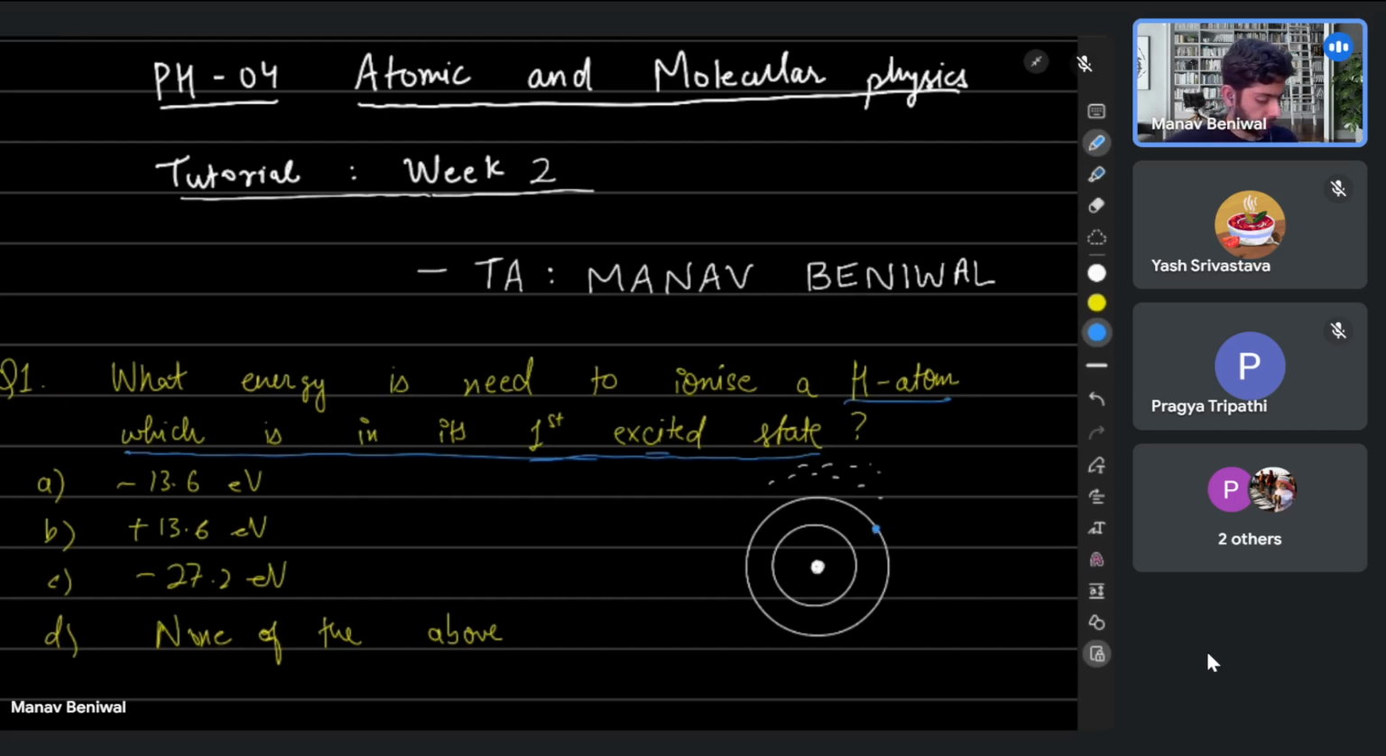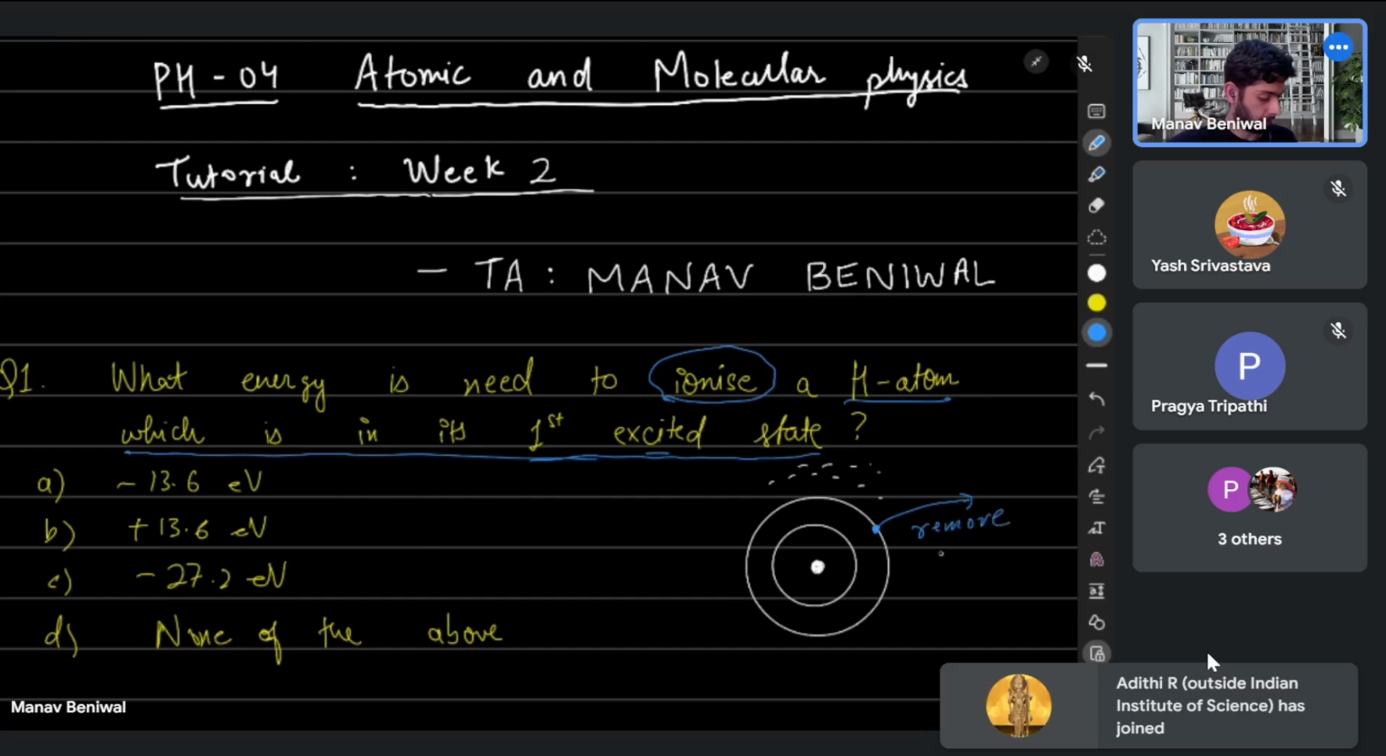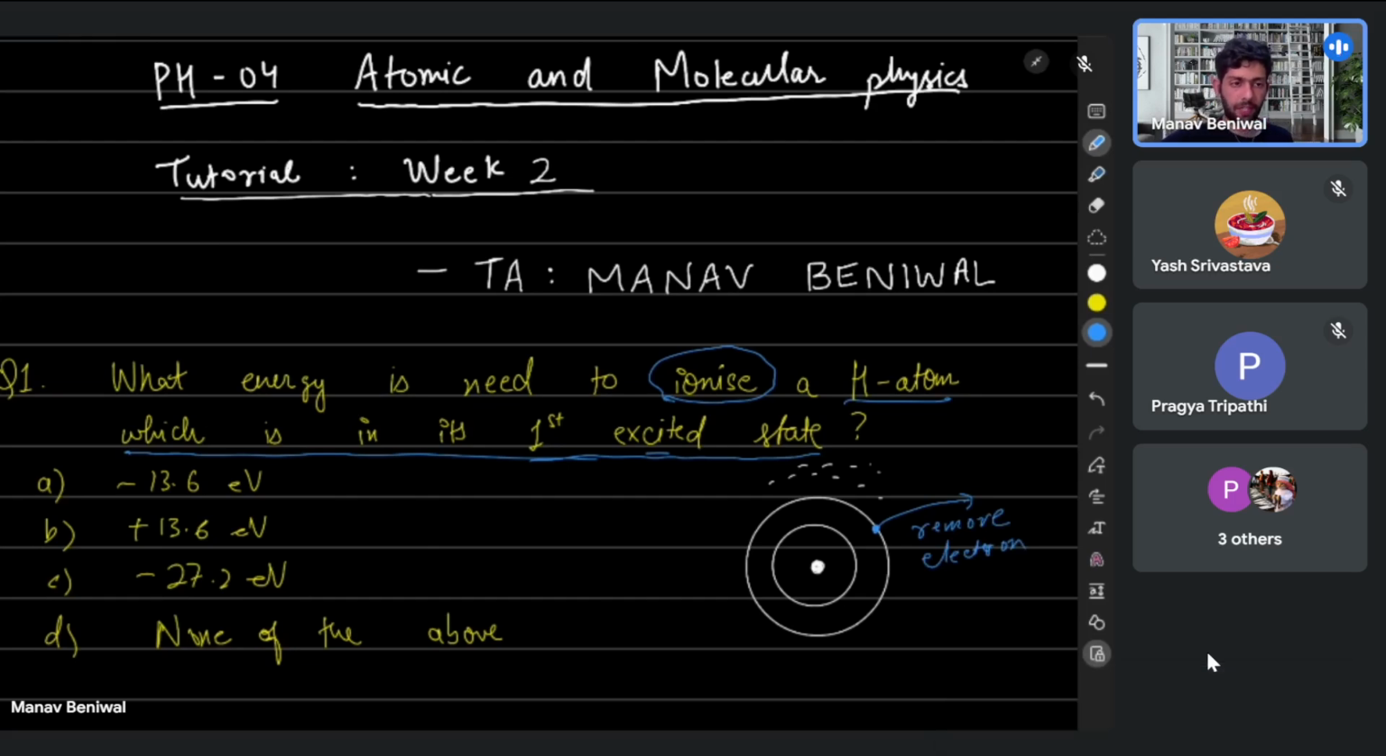Now, what do you mean by ionize? Ionize means that you want to remove the electron. So remove this electron, and that will require some energy, right? We will require some energy to remove this electron. And now we have to answer the question: what is this energy which is needed to ionize an H atom? That is, what is the energy that is needed to remove this electron completely from this first excited state?